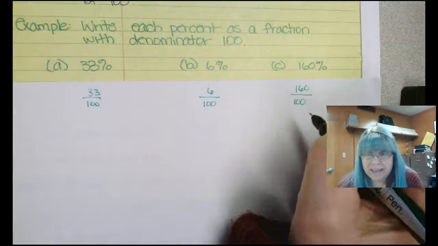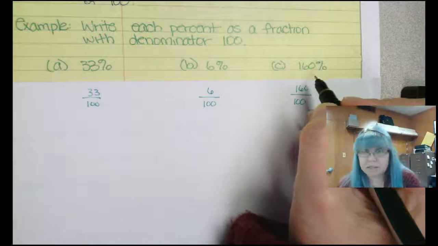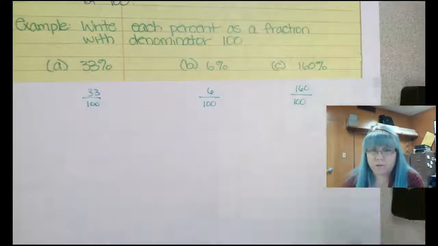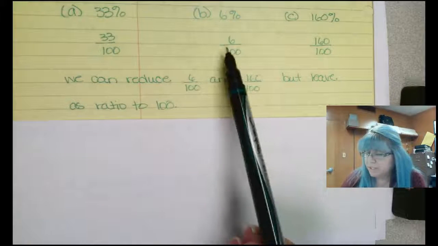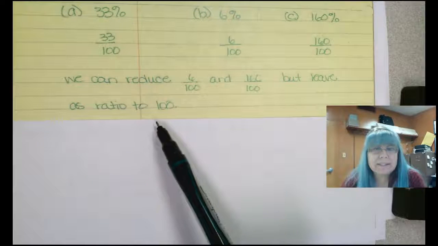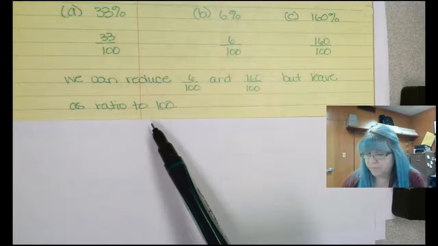Yes, it's okay that your percent is over 100. It happens all the time, so don't worry about that. Just going to write it over 100. As I said, even though we can reduce 6 over 100 and 160 over 100, we're going to leave it as a ratio to 100. Otherwise, it's no longer a percent. It's just a ratio. Right?